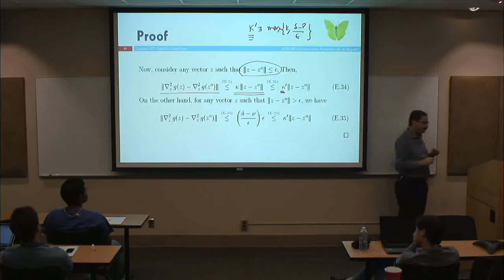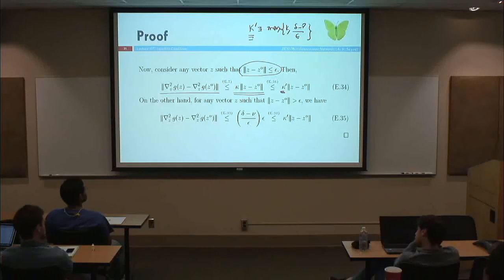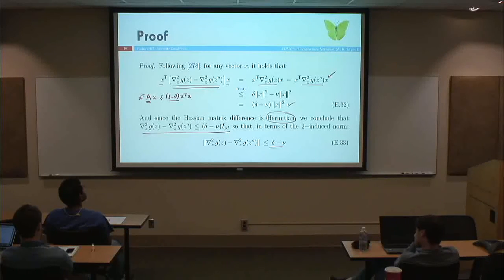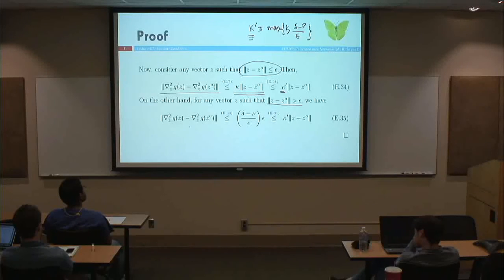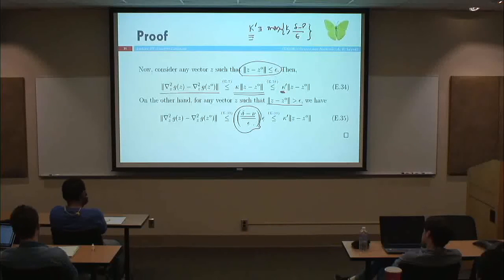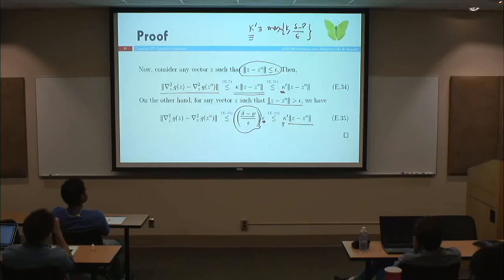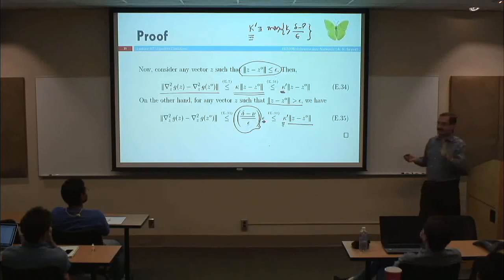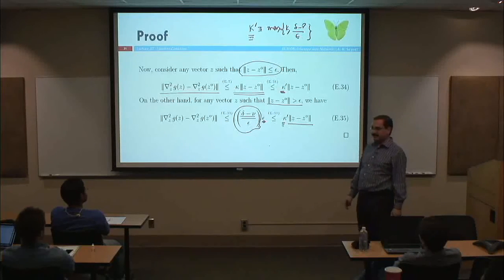If z is outside that region, then I use this property here that I just proved. The norm is less than or equal to delta minus nu. So I divide by epsilon and multiply by epsilon. And again, this quantity here is upper bounded by kappa prime, and this quantity here is upper bounded by the norm of z minus z0. So either way, you get the same relation, and you establish the lemma. You understand?